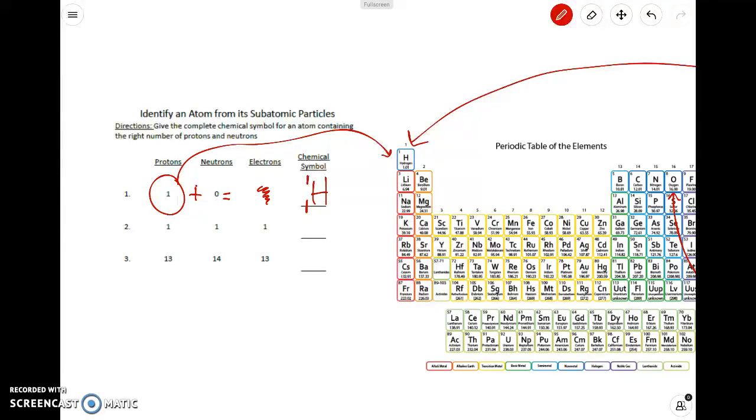Let's try another one. So we've got a proton number of 1 again. So we're going to do another hydrogen. And we've got the same atomic number, so 1 down on the bottom. And this time we've got 1 plus 1 equals 2. So this one was 1, this one is 2. So up on top, I'm going to put my mass number of 2. All right, so that's what we've got.